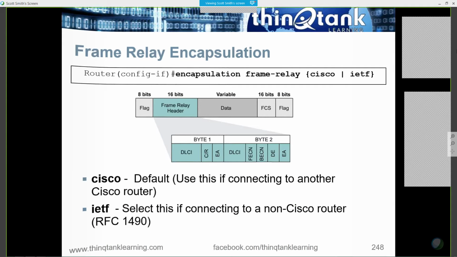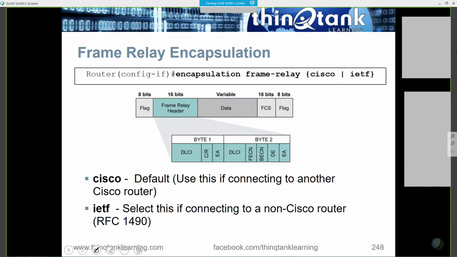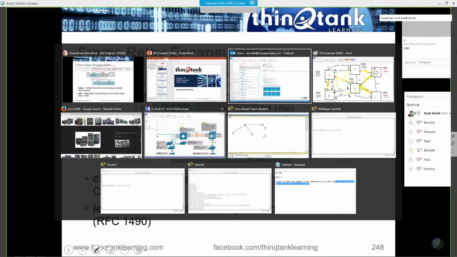So now the only thing left is to talk about how we implement frame relay. It's actually very simple. It's a single command, encapsulation frame relay. Packet Tracer actually supports frame relay. I can show you real quick how simple it is to set up frame relay in Packet Tracer.